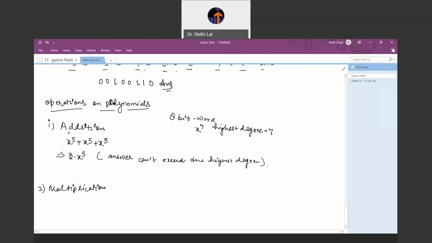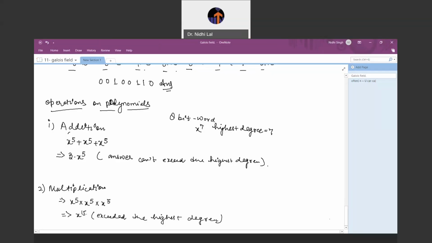But what about the multiplication? If we multiply x to the power 5, x to the power 5, x to the power 5, 3 times, then in the multiplication powers are added up. In that case, my x is exceeding the highest degree. So what is the highest degree? That is 7, and now I'm getting a higher power. So that is the problem over there. The degree has exceeded the highest degree. So what will be the solution in that case?